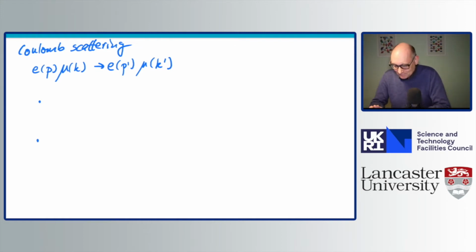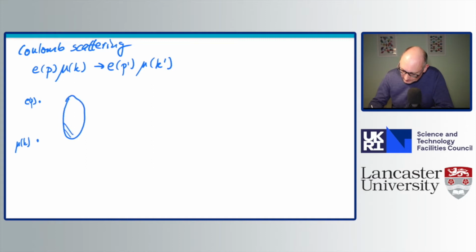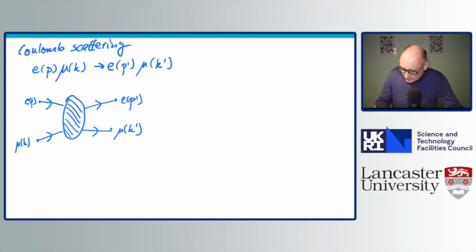So the electron and the muon, then there's a scattering process. They connect into that, and there's an electron and a muon coming out. Like so.